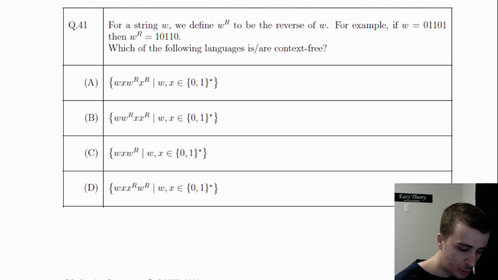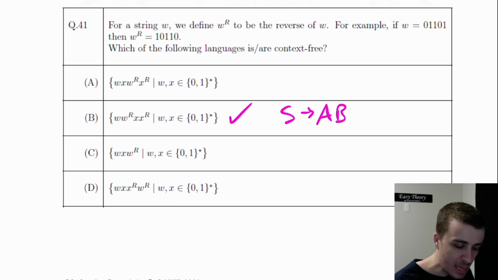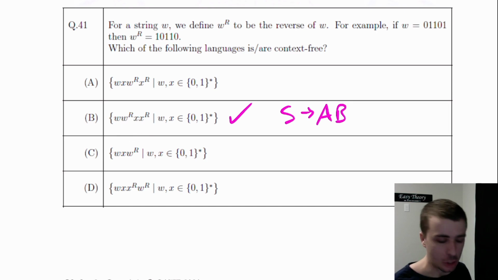This one is context-free because we can have the start variable make A B, where A and B are variables. A will make the first piece, which is just palindromes, and B will make the other palindromes. And the w and x have nothing to do with each other, which is good.